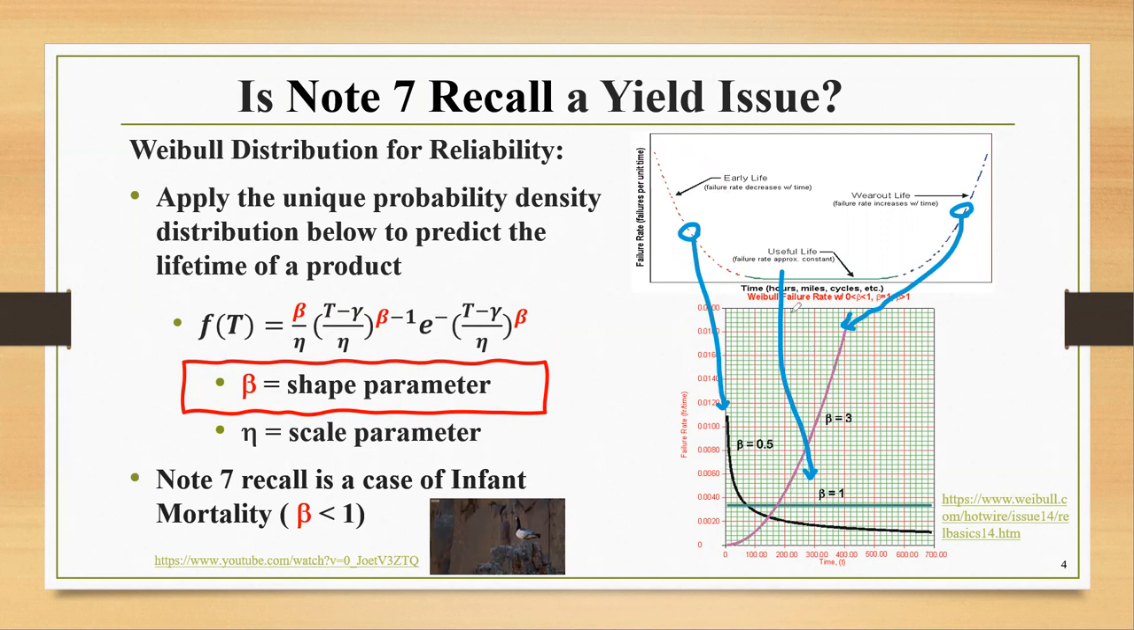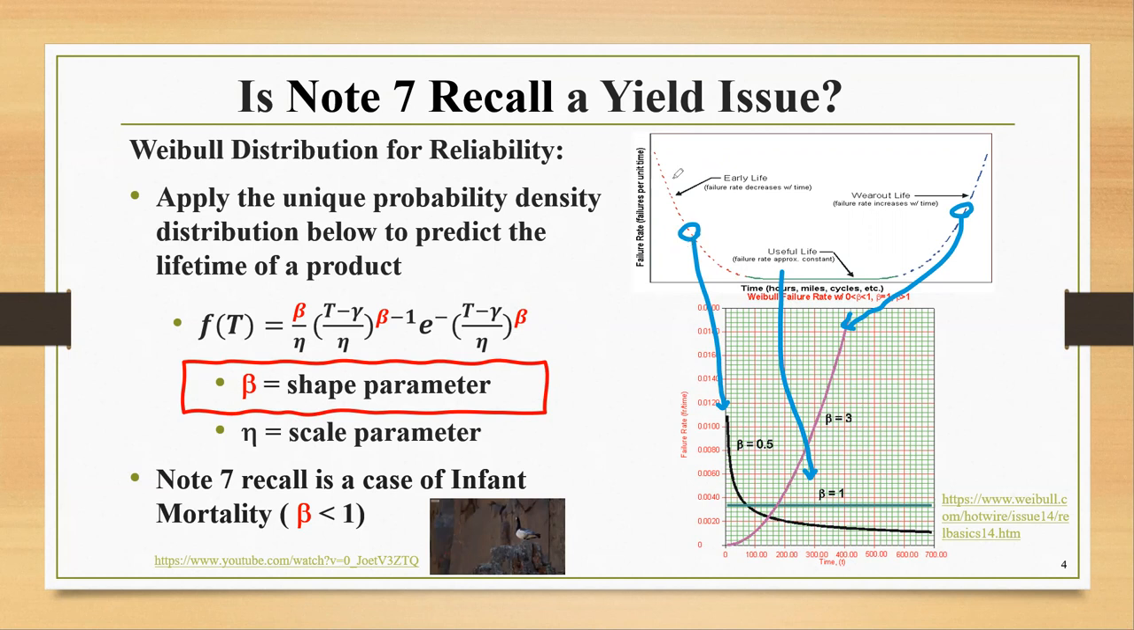And then the flat portion is described by beta equal to 1. And then the wear-out life, at the end of life, this portion is described by beta, the shape parameter, greater than 1. So with one equation, we play with a couple of parameters. You could describe very nicely the bathtub curve. That's the wonder of the Weibull distribution.